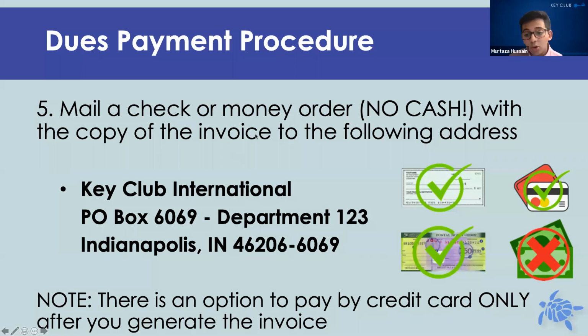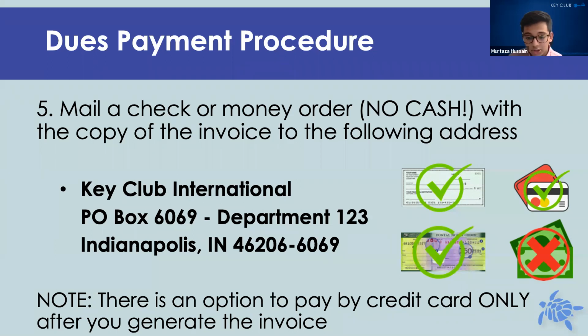So again, in order to pay dues, you need to generate that invoice and mail that invoice in with the check that you got from your bookkeeper, that was processed by your financial administrator or bookkeeper, or a money order. Because only check and money order are outlined, cash is not an option, if you're wondering. Cash normally does not get mailed in, and it's also a safety issue, a financial issue, so you do want to make sure that you mail in a check or a money order.